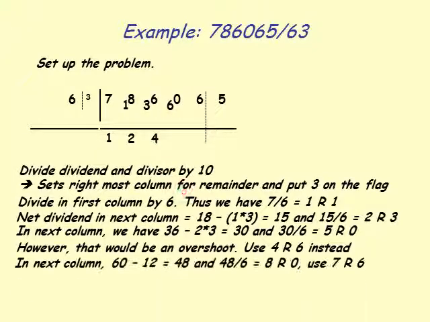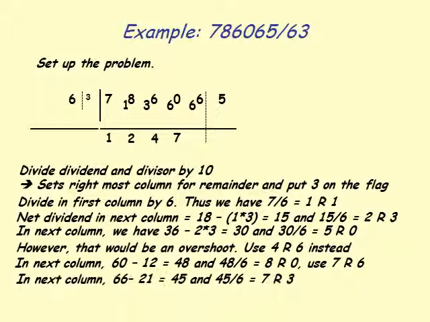So we would use 4 remainder 6. The 4 here and the remainder is a 6. In the next column, we have 60 as the gross dividend, and the adjustment is 4 times 3. So 60 minus 12 is 48, and 48 divided by 6 is 8, remainder 0, and we would use 7, remainder 6 to avoid any overshoot. Let's continue here. So we got 7, remainder 6. Now we have to divide in this column here.